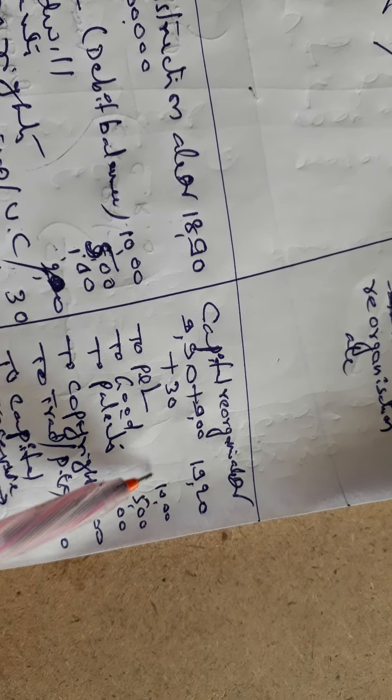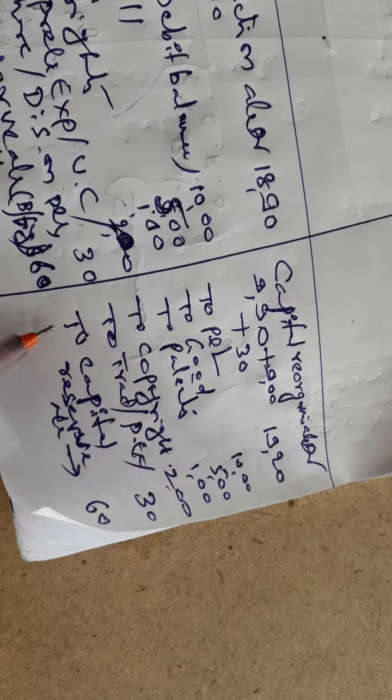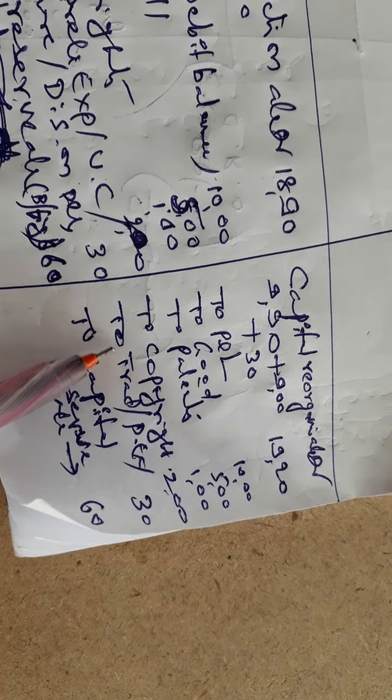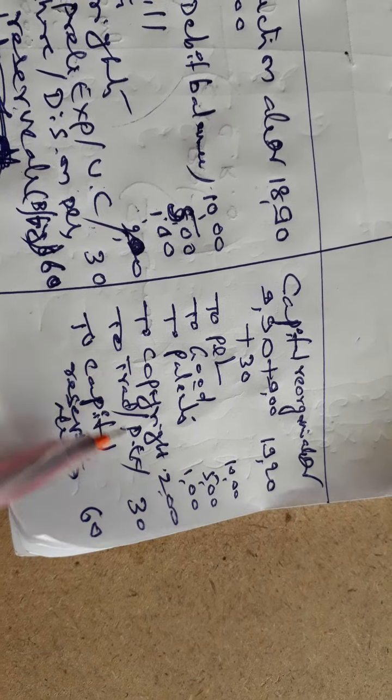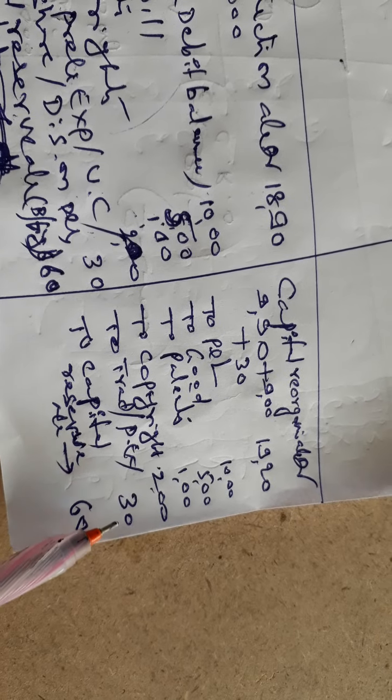To profit and loss account, whatever amount we are writing off; to goodwill, to patents, to copyrights, to trademarks, etc. If any tangible assets are also being reduced, to furniture, to motor vehicle, whatever we are reducing on that name, show that amount here.